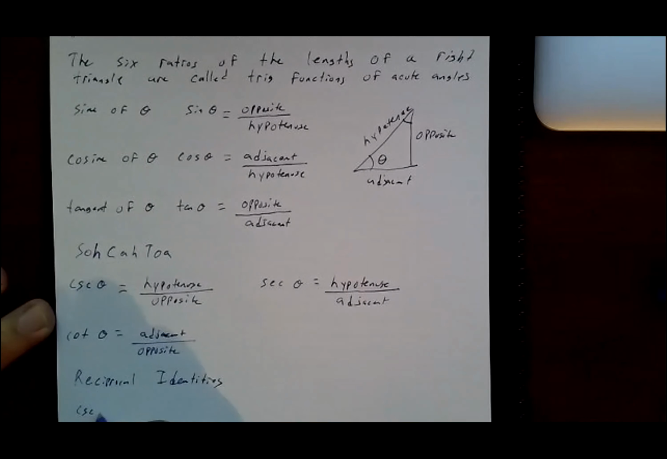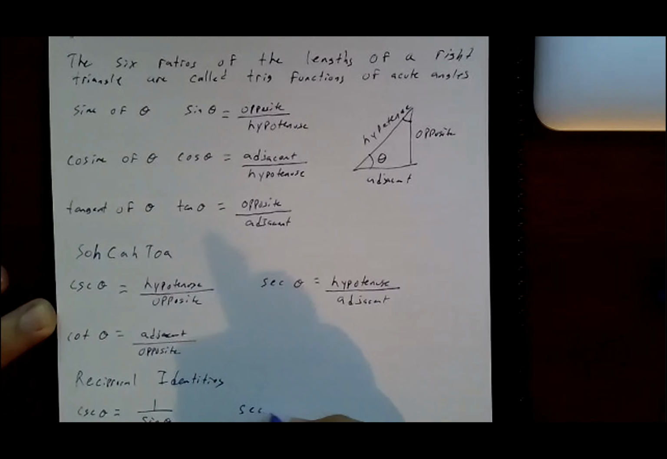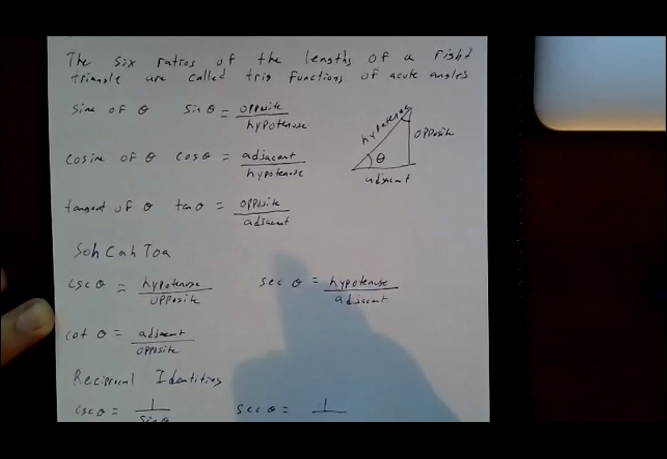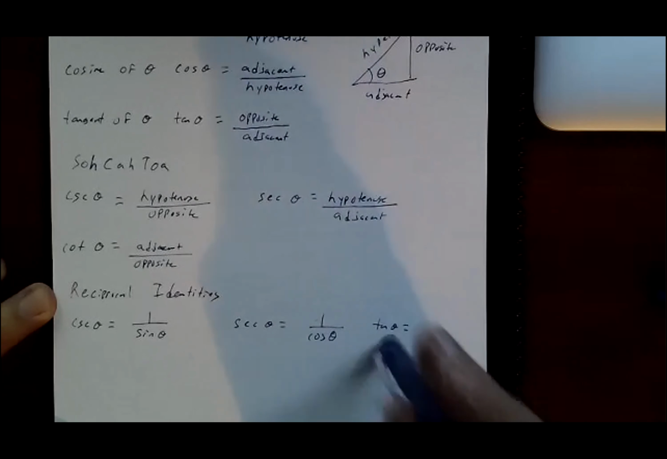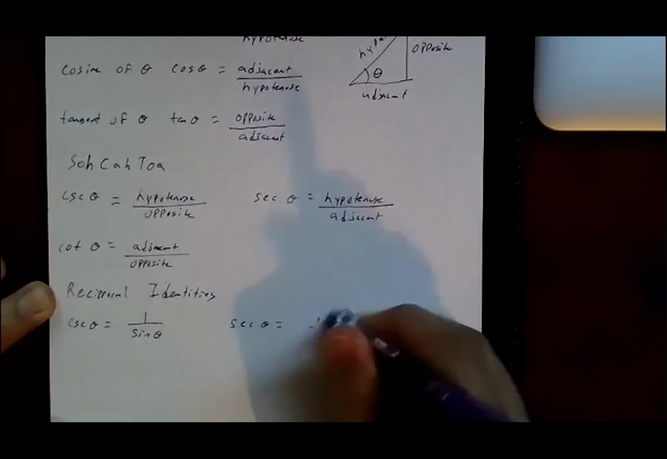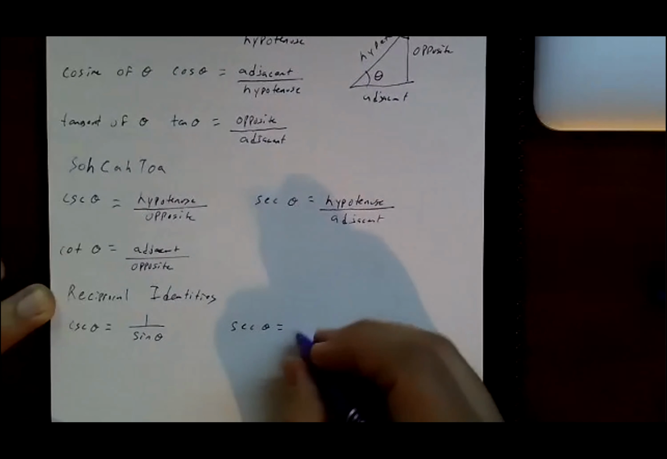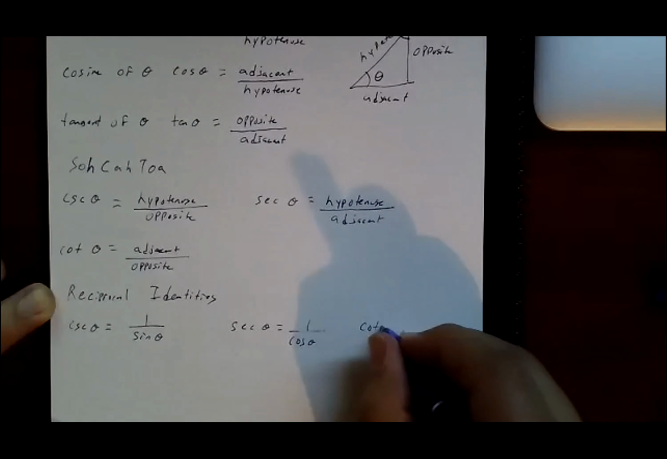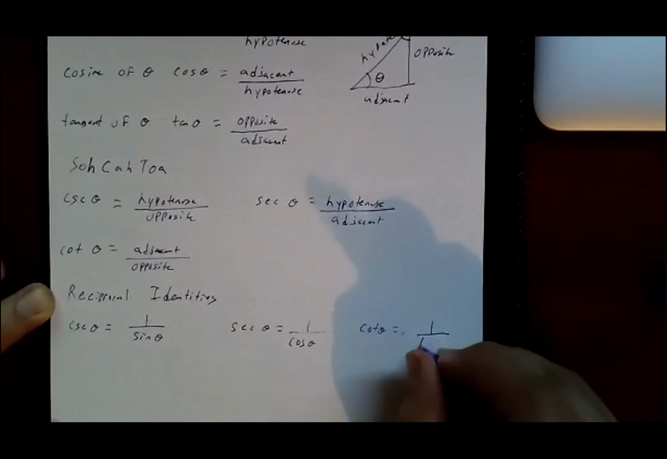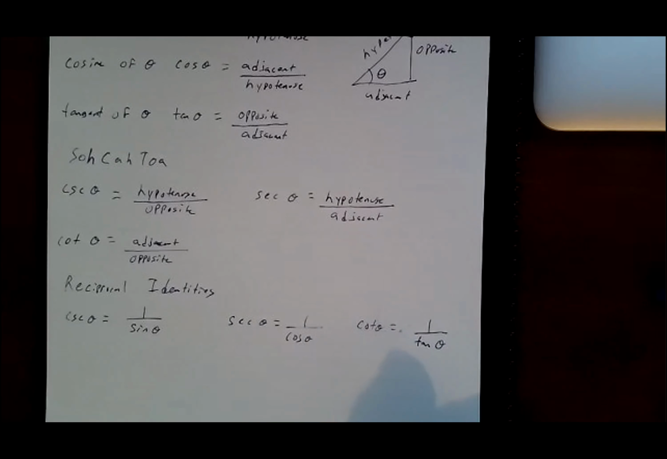So cosecant theta is equal to 1 over sine theta. Secant theta is equal to 1 over cosine theta. Can you move it up a little bit? And cotangent theta is equal to 1 over tan theta. There we go.